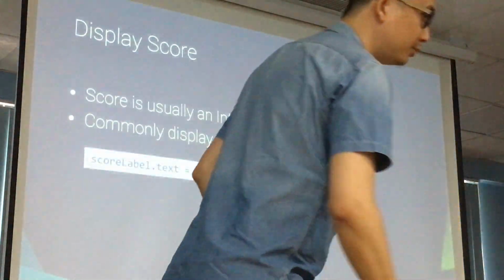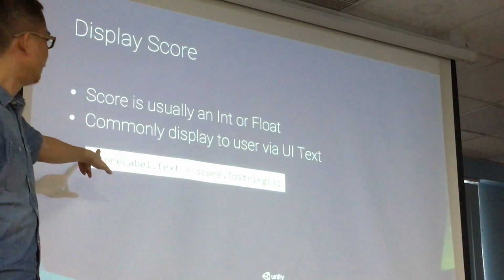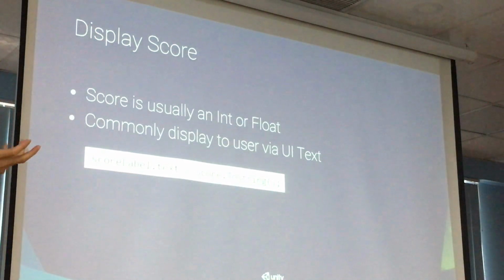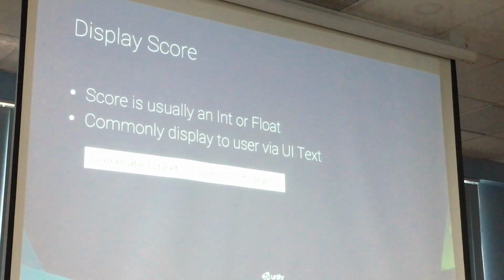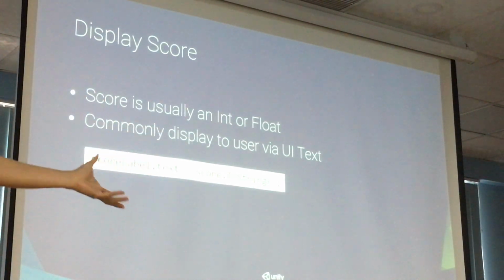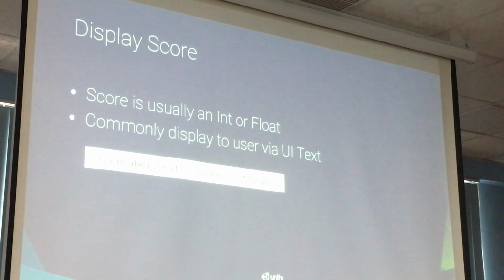And this is what you would do, right? So the UI text equals score.toString, right? This is usually what you do. Is this what you do? Anyone here does this? Yeah? It's a very common thing. It's very easy to do.